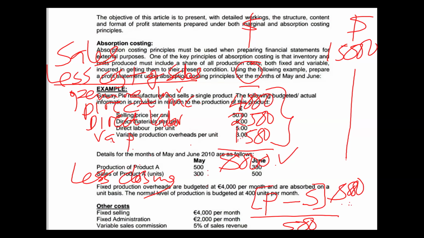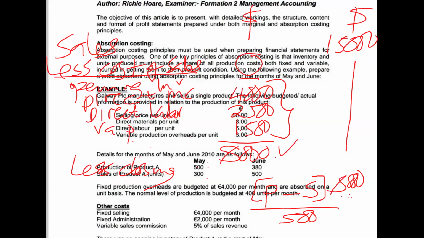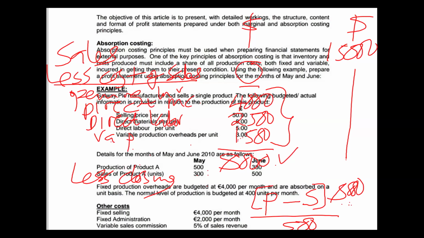Let me repeat. When you're finding the closing inventory, you take the units that were produced minus those that were sold, times the cost of production. In this case, since this is marginal costing, it is the variable cost of production, and this does not include the opening inventory. It's just that amount that you put. So that has been clarified.